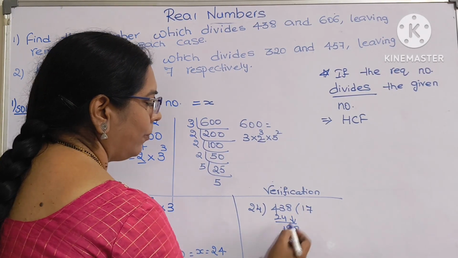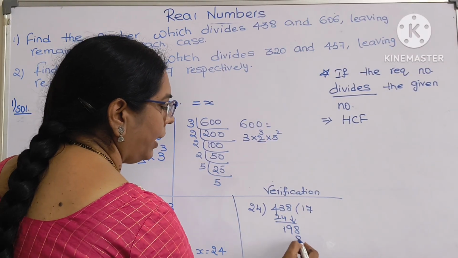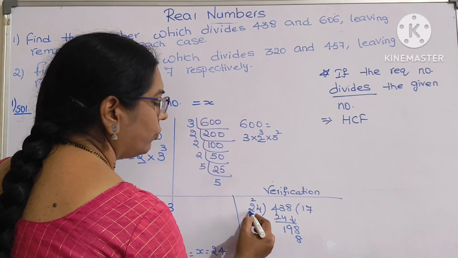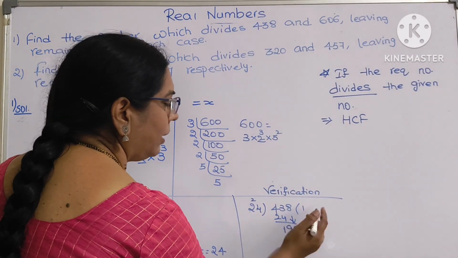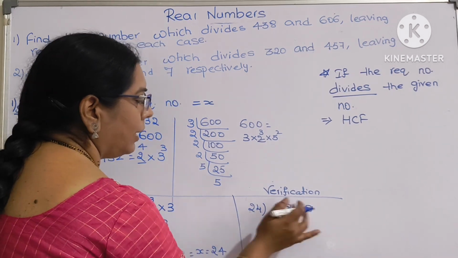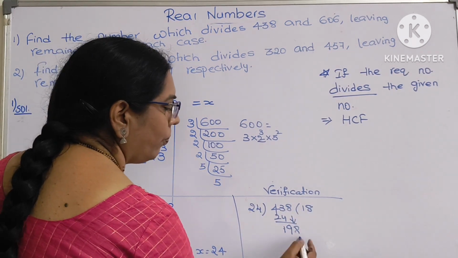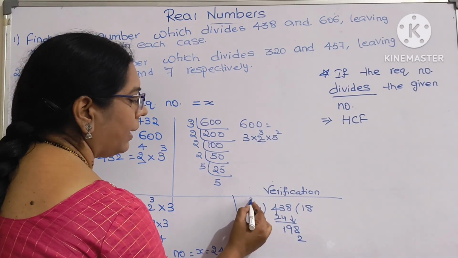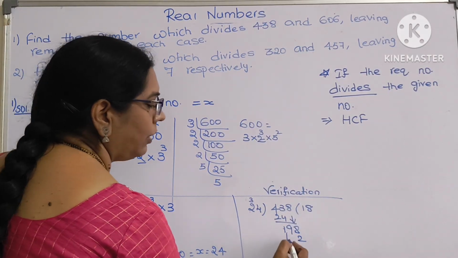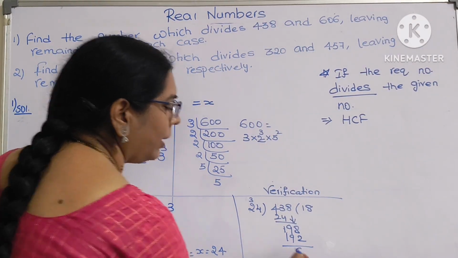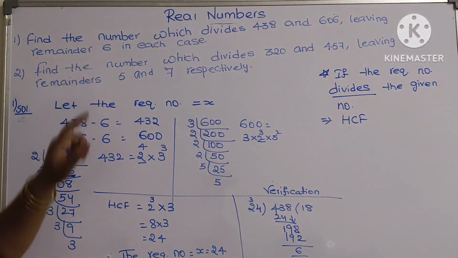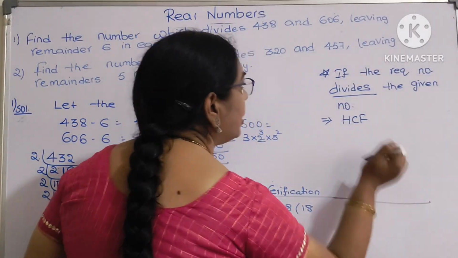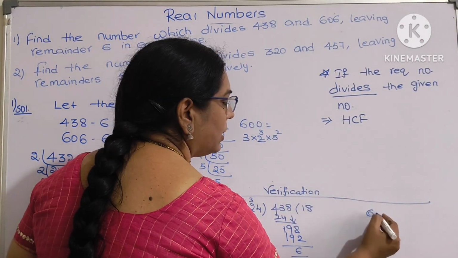I'll check with 7. 7 4s are 28, 8 2 carry, 7 2s are 14, 16. I might get a next number. 8 4s are 32, 2, 3 carry, 8 2s are 16, 192. So what is the remainder I got? 6. I need to get 6 as the remainder. Check for the other number also.